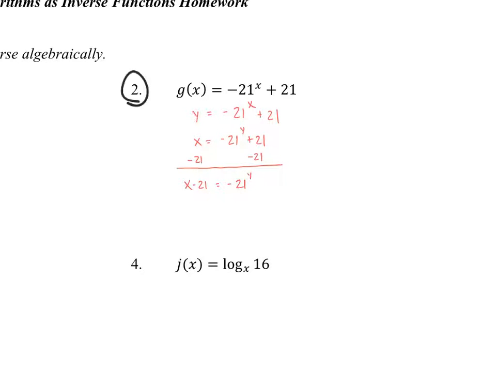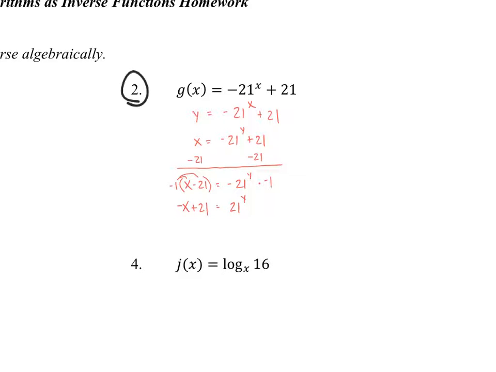Now I'm going to get rid of that negative sign. So you could either divide by negative 1 or you could multiply both sides by negative 1. Whichever you do, you just have to make sure that you do it to everything on this side and everything on this side. So on the left-hand side, I have to distribute, and that's going to be negative x plus 21. On the right-hand side, I'm going to have a positive 21 to the y power.